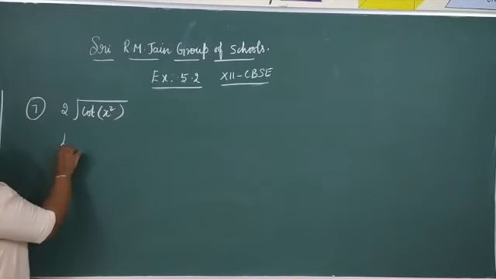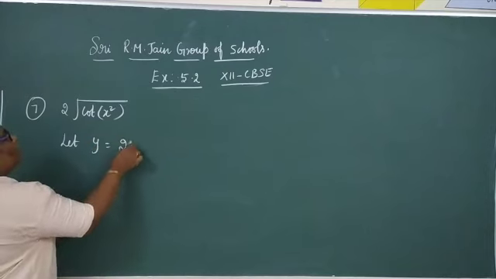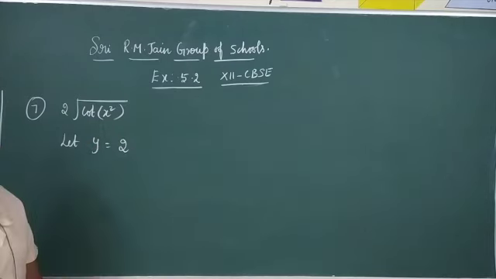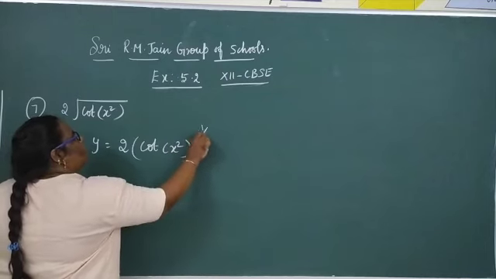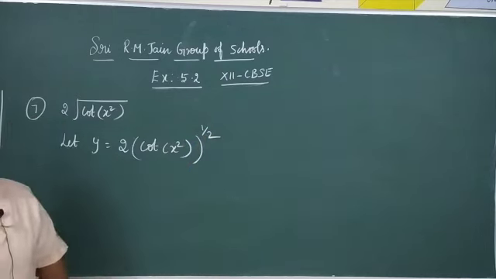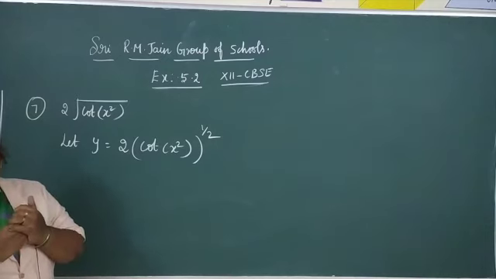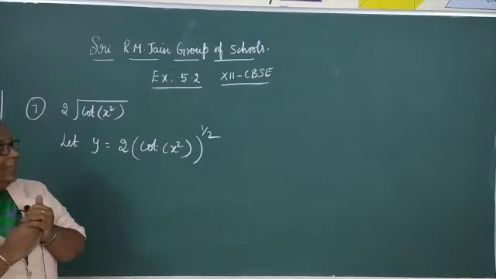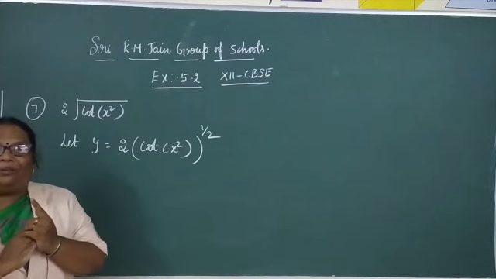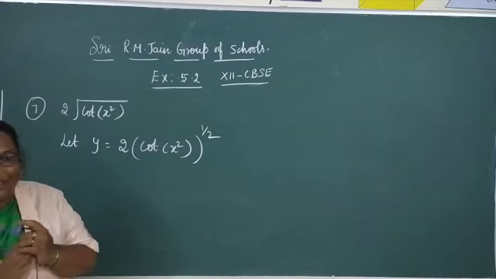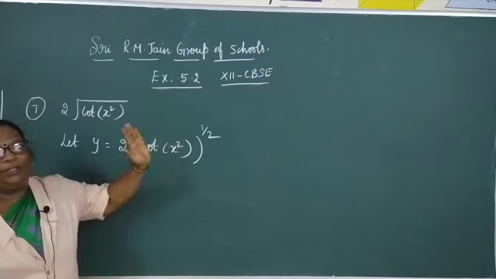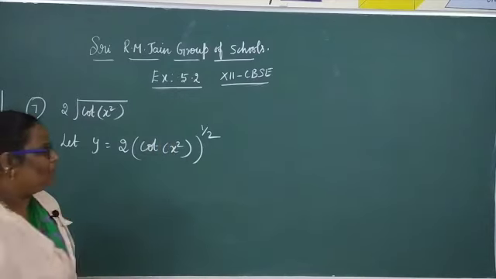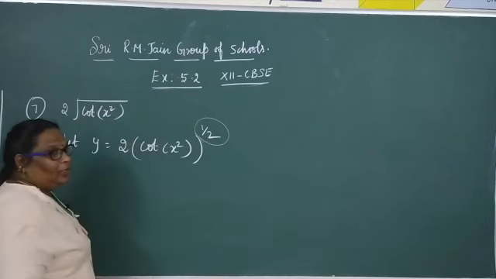See, the 7th sum. You can take it as let y equal to 2 into, what is the meaning of root? Whole to the power 1 by 2. I will write it in such a way: cot of x square whole to the power 1 by 2. How many terms are there? If it is in a power, you must have 3 terms: first power, next cot of x, next x square. 3 terms. First power, you differentiate.